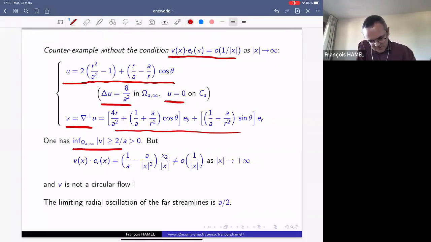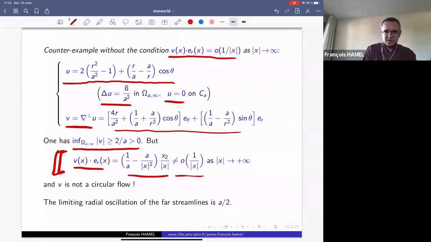And so the flow v satisfies the strong assumption that it has no stagnation point in the domain nor at infinity. The infimum of the norm of E is strictly positive. But this flow v does not satisfy the condition at infinity. So the radial component of v is big O of 1, but not little o of 1 over norm of x, as the norm of x goes to infinity. So this flow v does not satisfy one of the conditions of the theorem, and the conclusion does not hold. So the flow v is obviously not a circular flow.